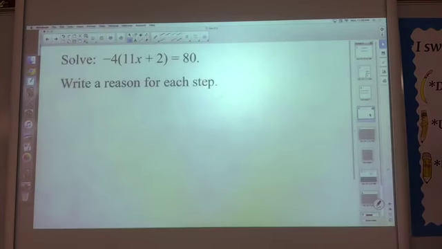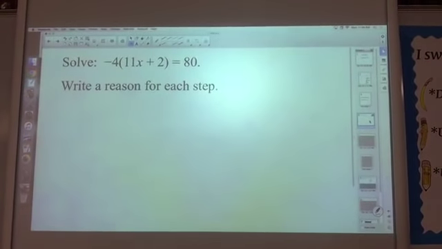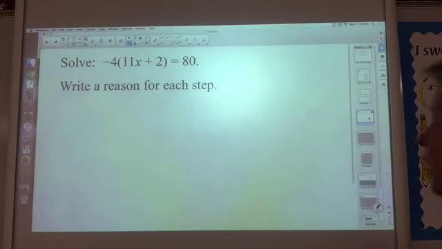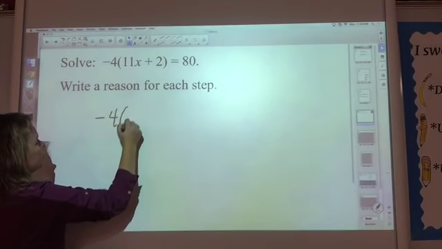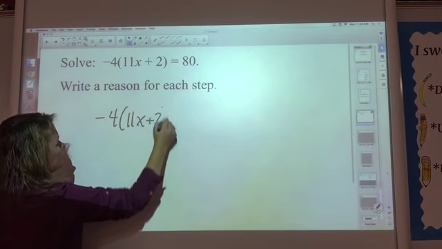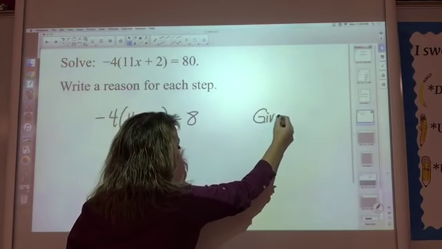Let's do another example. Go ahead and write this down. Solve: -4 times (11x plus 2) equals 80. And like we said here, you do have to write a reason for each step. Write the problem down, the original. That's given information.